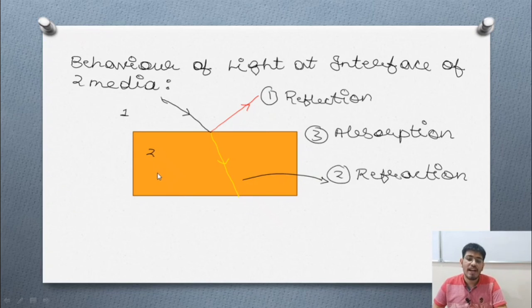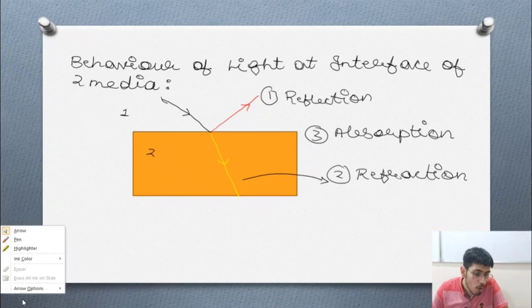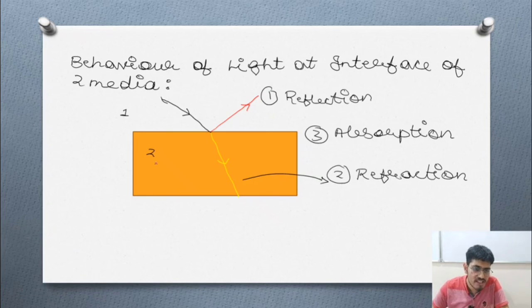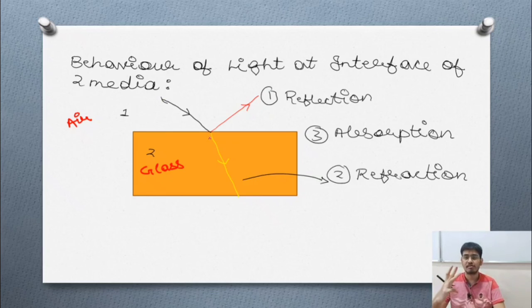What is the behavior of light at the interface of two media? I think this is the last topic for this particular day. Now if we take the first medium, you can consider it as air, and the second medium that we are considering, you can consider it as glass. So air and glass are two media. Now if you are producing light like this, light is being produced from this particular path, then what will happen to light? Light will have three main things to do.